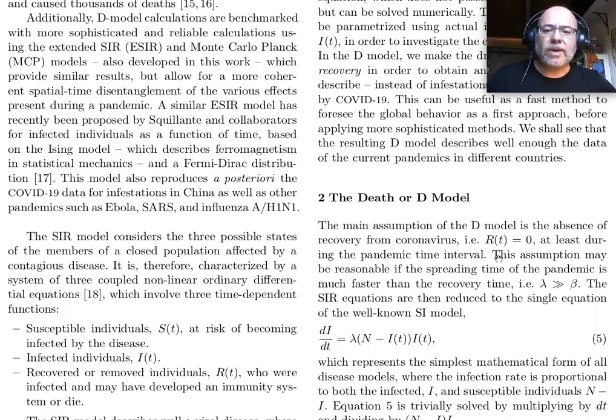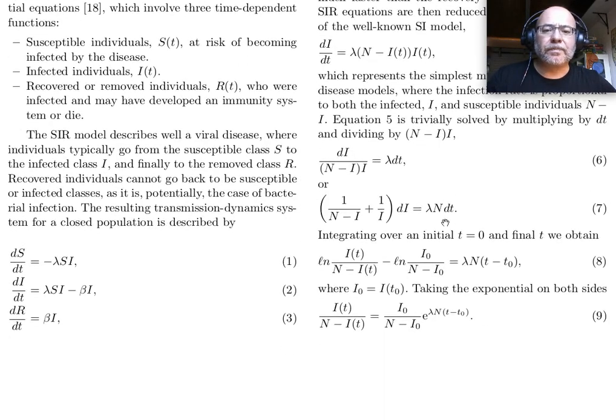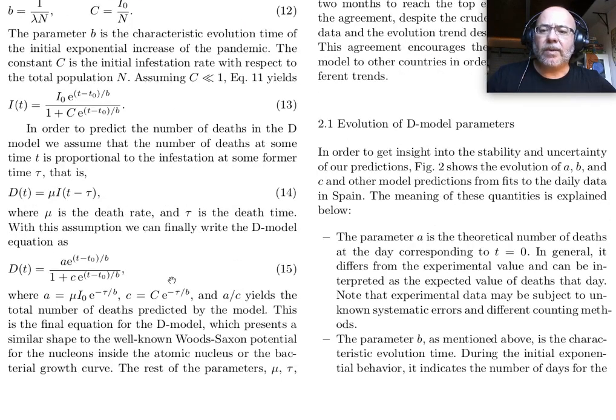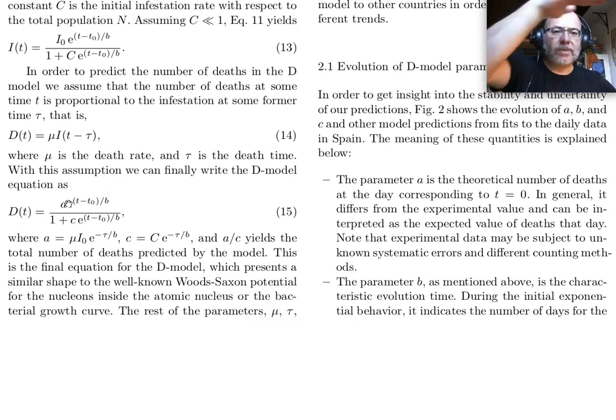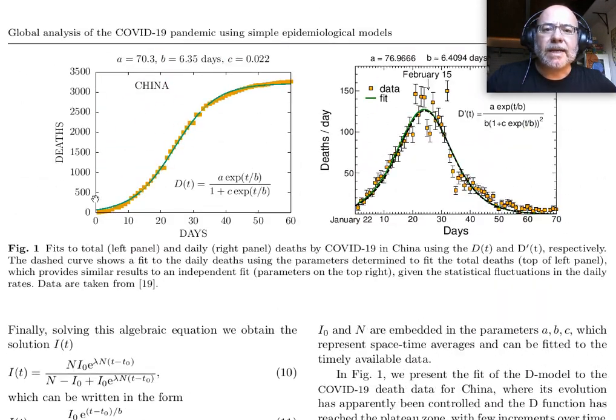For instance, we assume that the recovery over time is 0, at least during that initial time of the pandemic, and we solve the typical SIR system of equations, and we get a formula, an equation which looks like this. It's kind of a Fermi function equation where you originally have an exponential growth, and then it decays smoothly, what they call the flattening of the curve, and this reproduces the data in China very nicely.